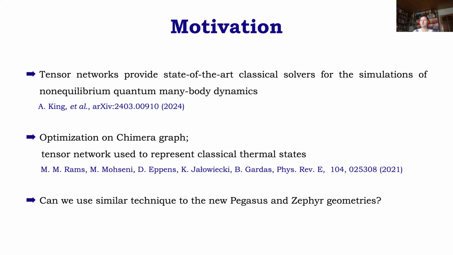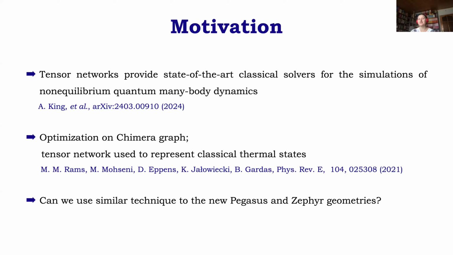And a few years ago, an algorithm based on the tensor network was proposed to find the low energy spectrum of problems defined on the chimera graph. In that context, tensor network was used to represent a classical thermal state and extract information from those thermal states, as opposed to those dynamic techniques. And this approach for a chimera graph was very successful.